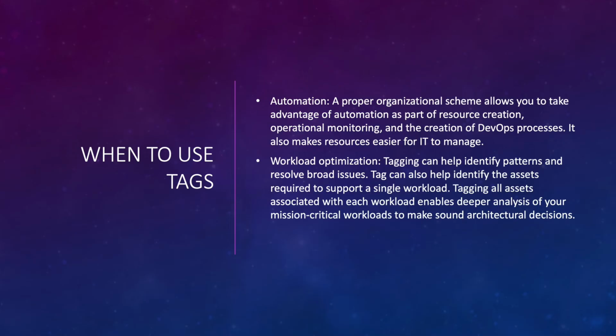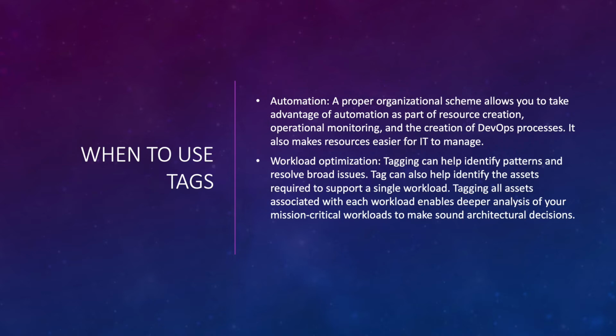So when to use tags? Again, for me, every time, every day. Automation will work. A proper organizational scheme allows you to take advantage of automation when you're using resource tags as part of DevOps processes. It also makes it easier for IT to manage. If you've tagged stuff that's in your development environment appropriately, or in your test environment, or in your production environment, or your QA environments, that really helps out. It really helps people manage things, and you don't accidentally move something that's in test over to production without jumping through all the hoops it needs to jump through.